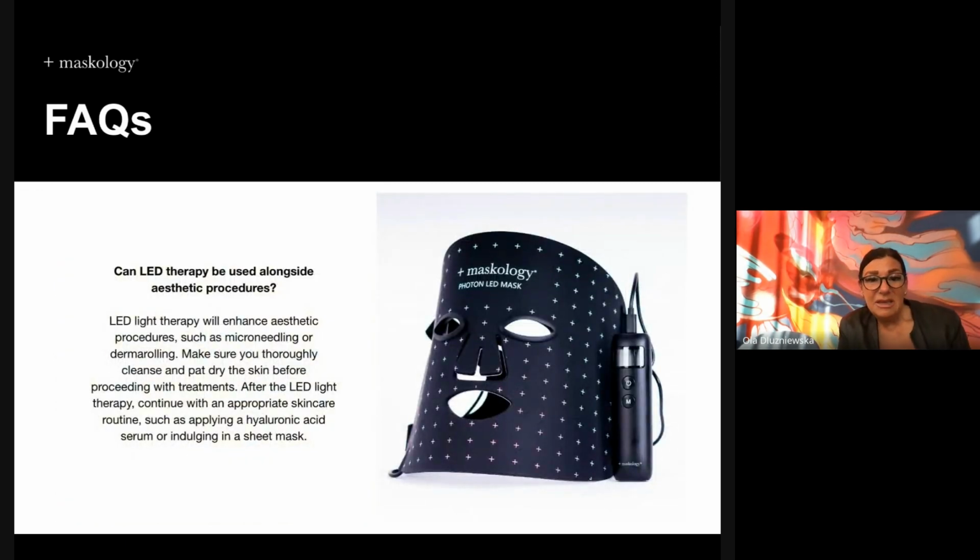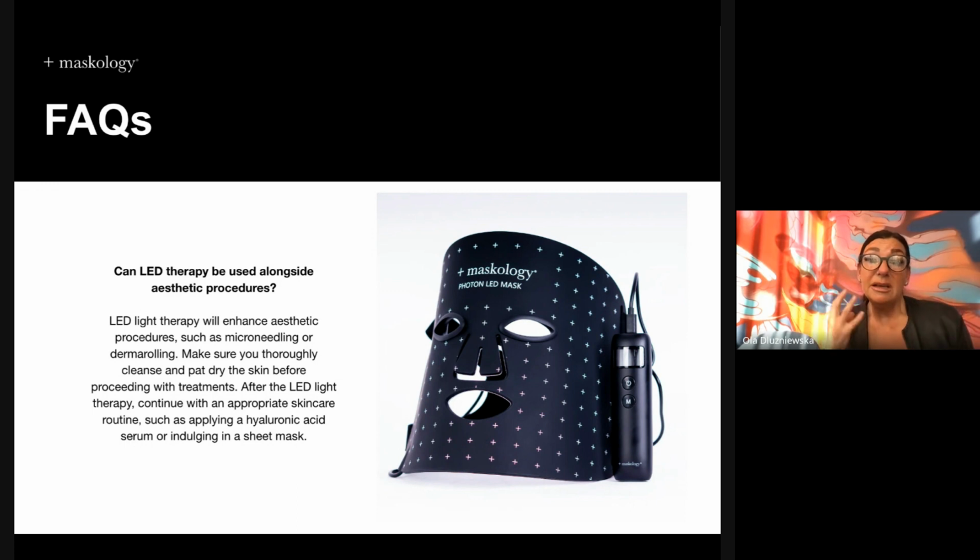Can LED therapy be used alongside aesthetic procedures? Yes, indeed. And we know that if somebody is having aesthetic procedures like microneedling, derma rolling, plus using great skincare and having LED treatments, the actual effects of the LED are amplified. So again, the way you would utilize the LED within this scenario is you would go through cleansing of the skin. You would then do the microneedling or derma rolling, anything that is collagen inducing.